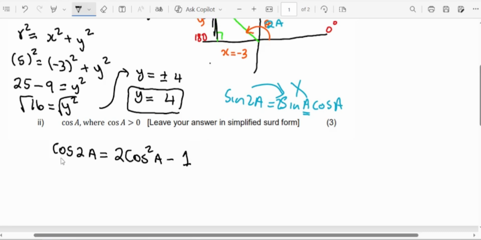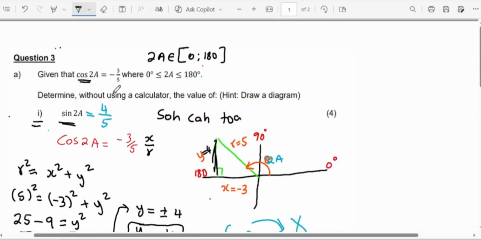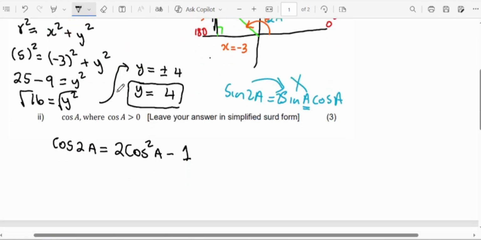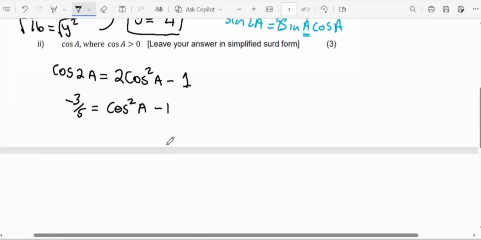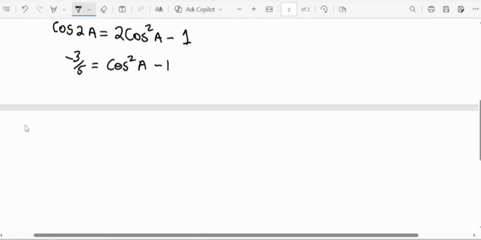We're going to solve for A. We know what cos 2A is. It was given. Go back. We know that cos 2A is minus 3 over 5. So I'm just going to substitute this as minus 3 divided by 5. It's equal to the cos squared A minus 1. So the aim now is to solve for cos A. So let's bring the 1 to the other side. I think you guys understand from the previous lessons. So this will be minus 3 over 5, and we're going to add the 1.